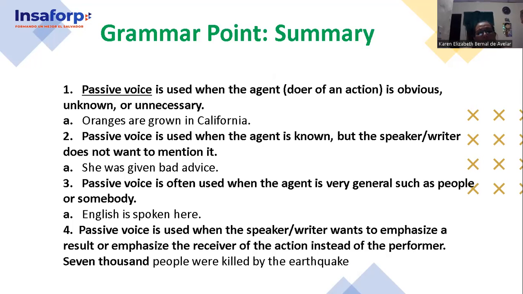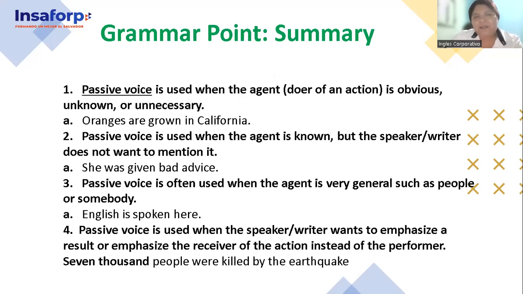Passive voice is used when the agent is known, but the speaker or writer does not want to mention it. Okay, excellent. So notice this, passive voice is used when the agent is known. Okay, so we know about the subject, but we don't want to mention it, right? So that's not important, again. Okay. Could you read the example? She was given bad advice.